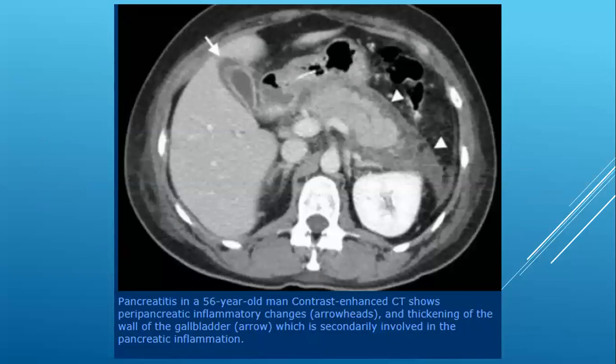Here is a contrast-enhanced CT of pancreatitis. Contrast enhancement shows peripancreatic inflammatory changes and thickening of the gallbladder wall, secondary involvement from the pancreatic inflammation. So this is the gallbladder in pancreatitis, this is the pancreas, and this is the inflammation that causes the thickening of the gallbladder.